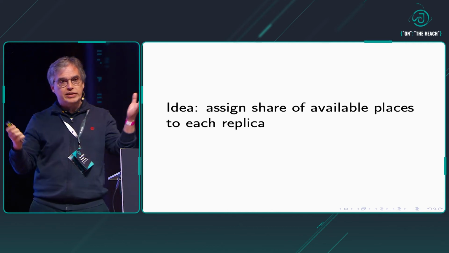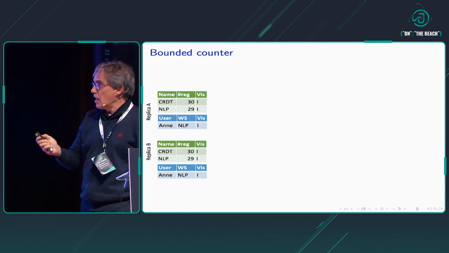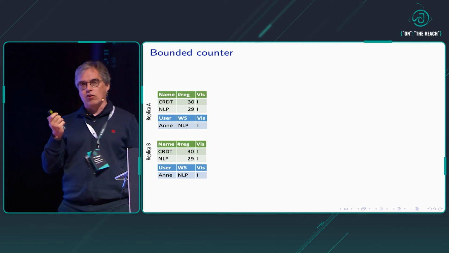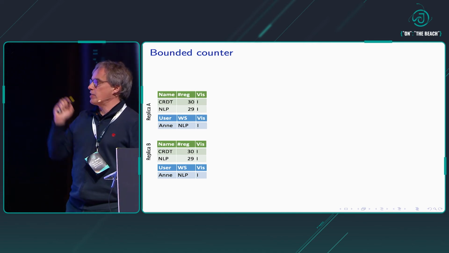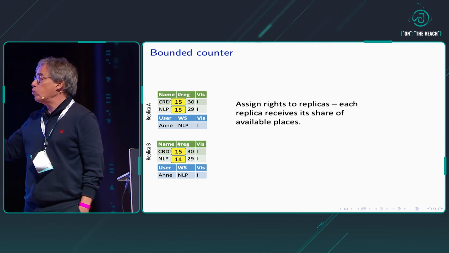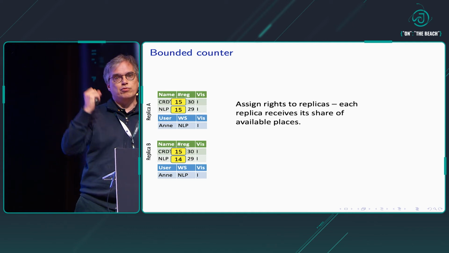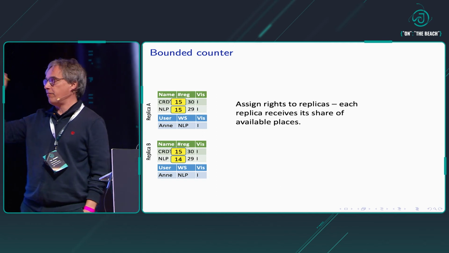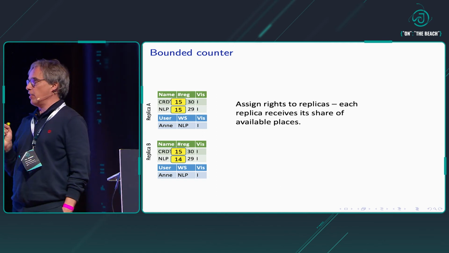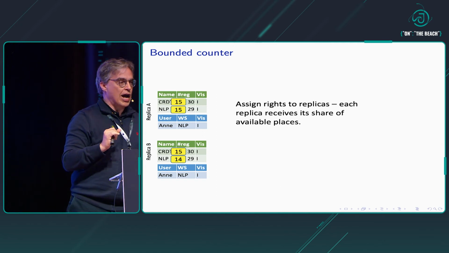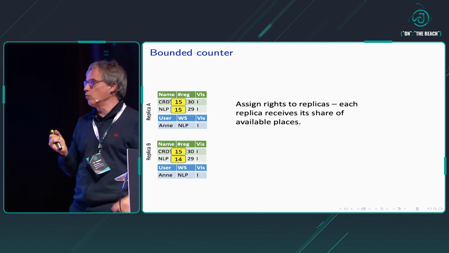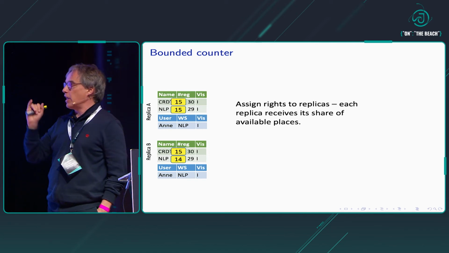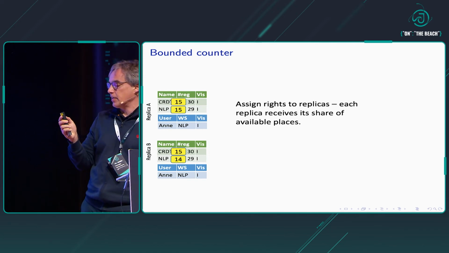And we want to do it in a distributed way. The idea that is implemented in something called a bounded counter is that, for example, we want to assign rights to execute operations. So if I have 2 replicas and they have 30 places available for the CRDT workshop, I will split the 30 between the 2 replicas and I get 15 each. And for the NLP, I have 15 and 14.